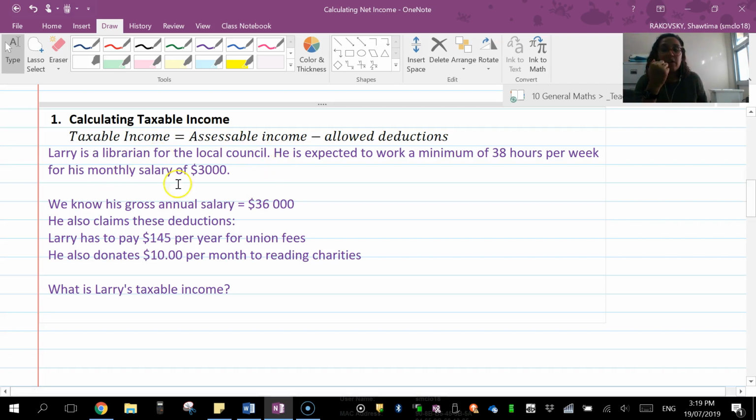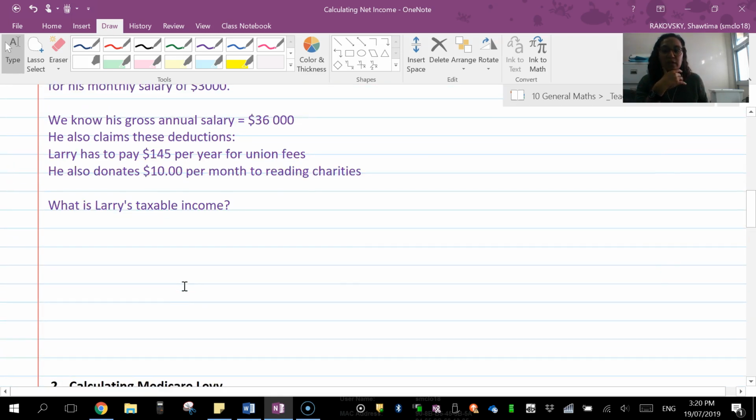Larry the librarian, we know his annual gross salary, or before tax salary, is $36,000. What we didn't know in that situation is that Larry also claims some deductions. So if you pay your union fees, there's a whole list of things that are allowed, and that's governed by the ATO. So you research those things when you want to find out what they are, or you employ someone who is skilled in tax returns. And then he also donates $10 per month to charities. What is Larry's taxable income? So that is what we're going to be looking at.